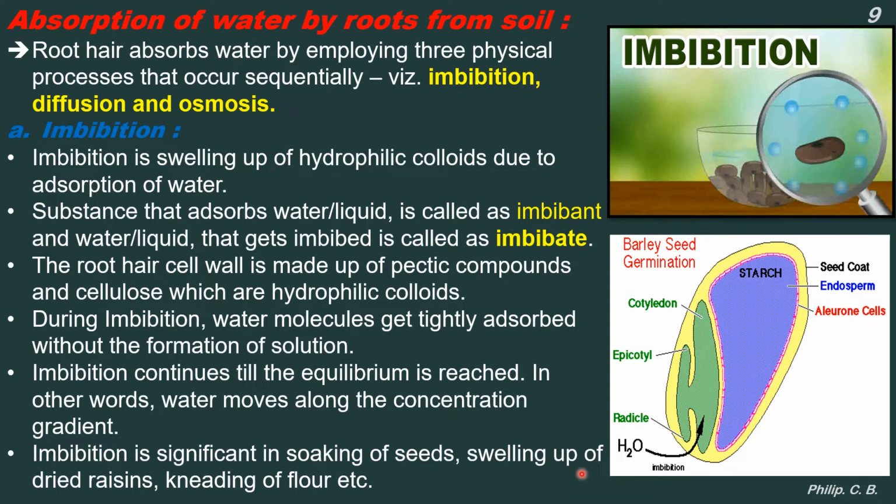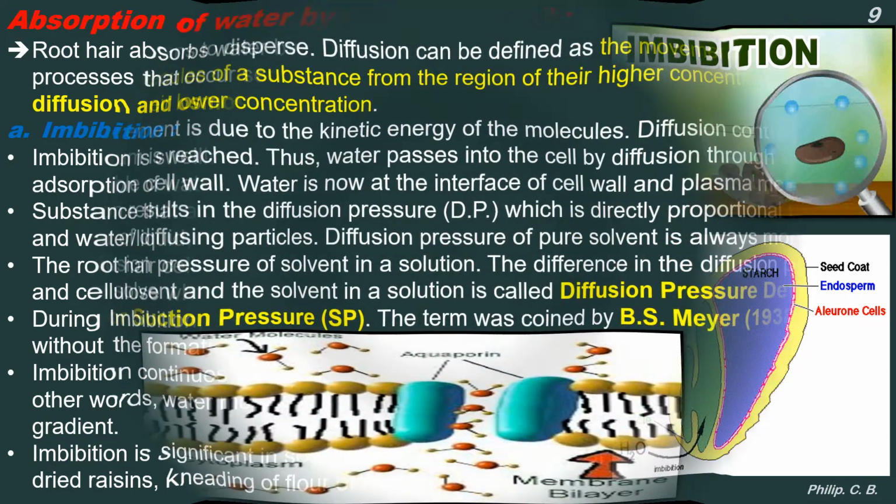So here we've just added one more image. You can see barley seed germination, where water is imbibed by the process of imbibition. The radicle, epicotyl, cotyledon, starch, seed coat, endosperm, aleurone cells. Here, through this region, water is imbibed.